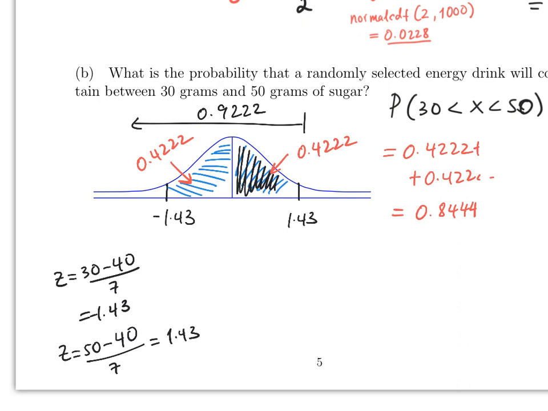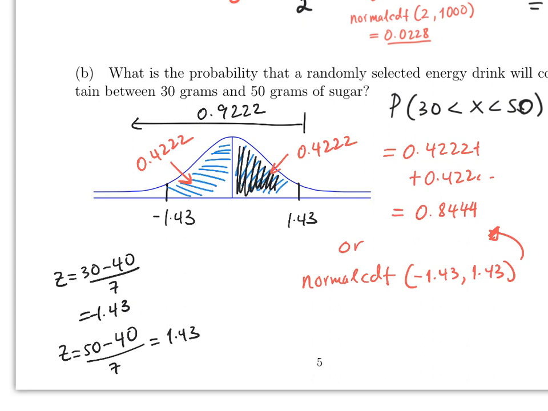Is that okay? 84%. Okay. All right, now, what about if you use the calculator? It will be normal CDF. Remember, second variables first, normal CDF. And then this from negative 1.43, comma 1.43. And it will give you this same answer again. Okay? And on the test, you can do either one. So you don't have to use the table if you don't want to.